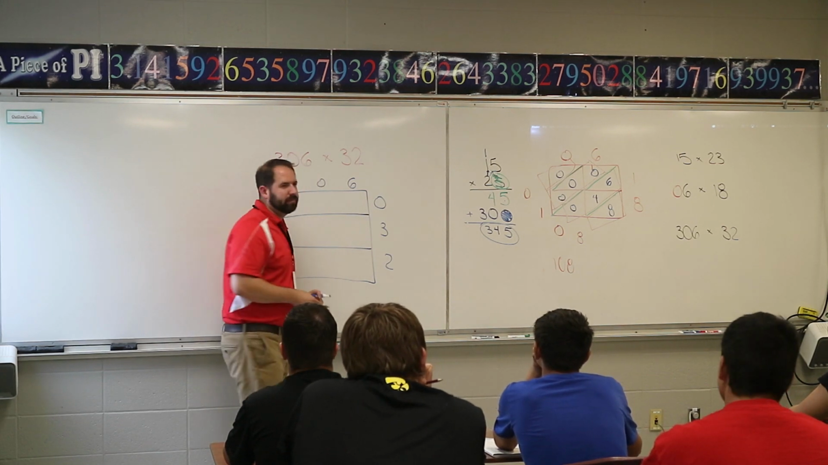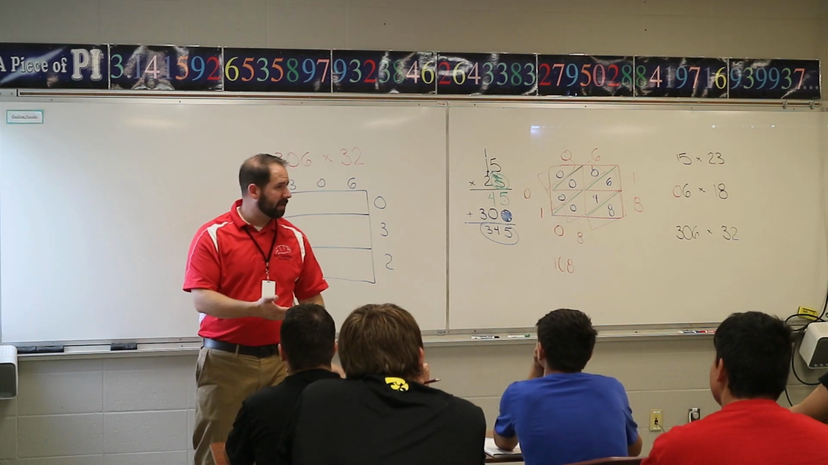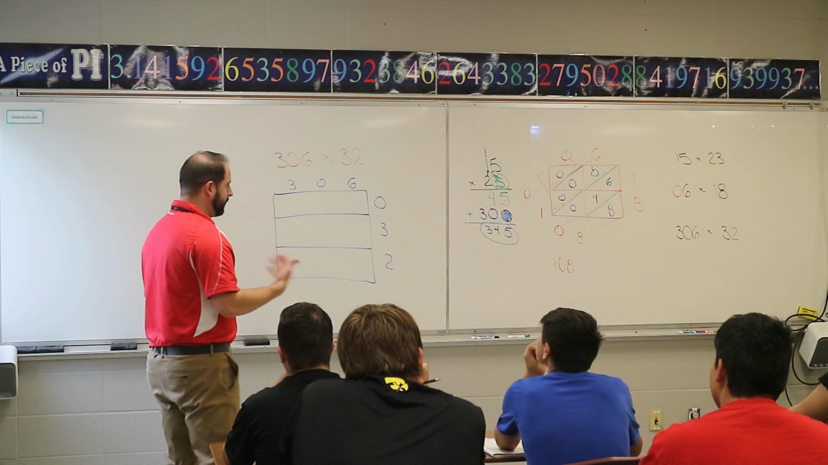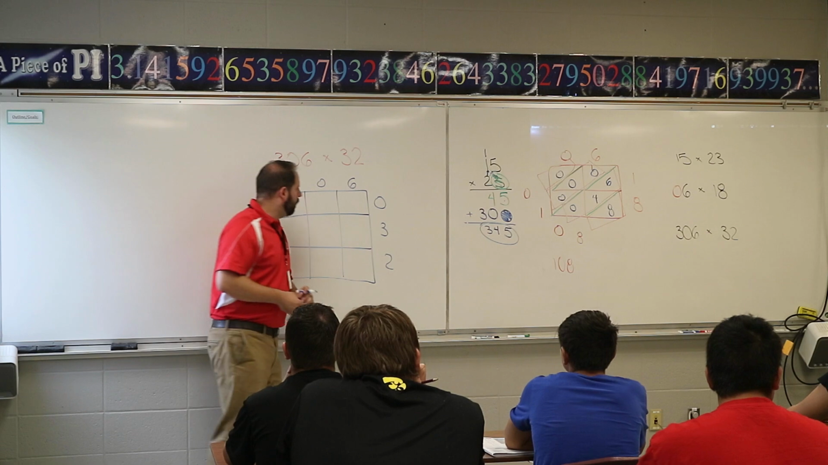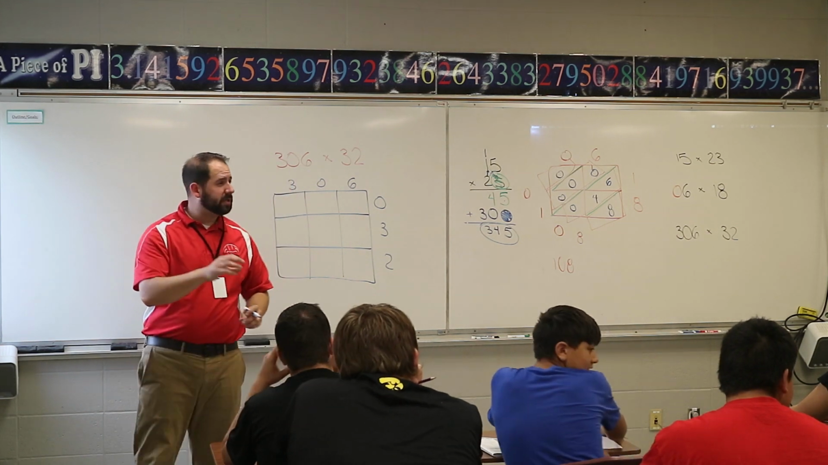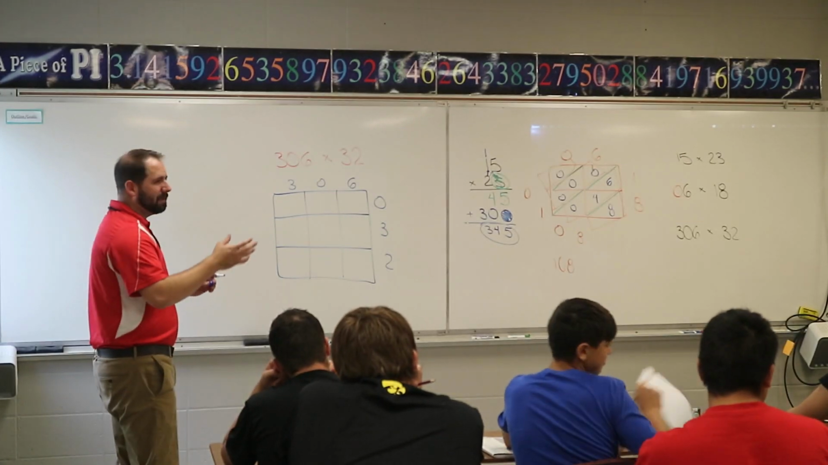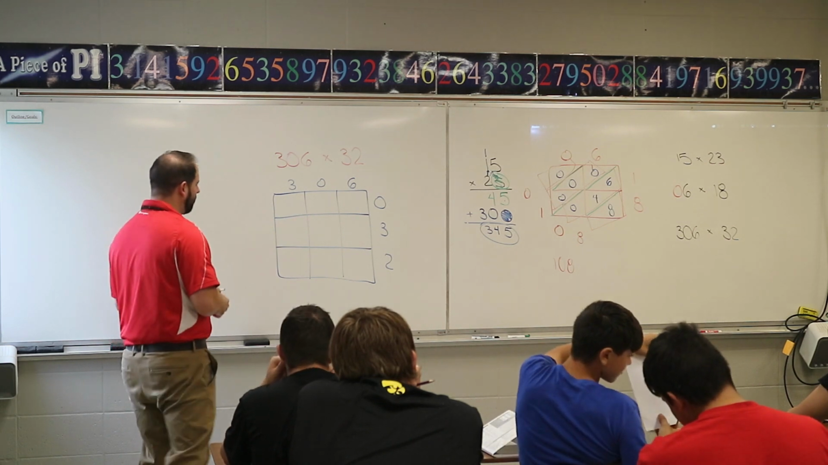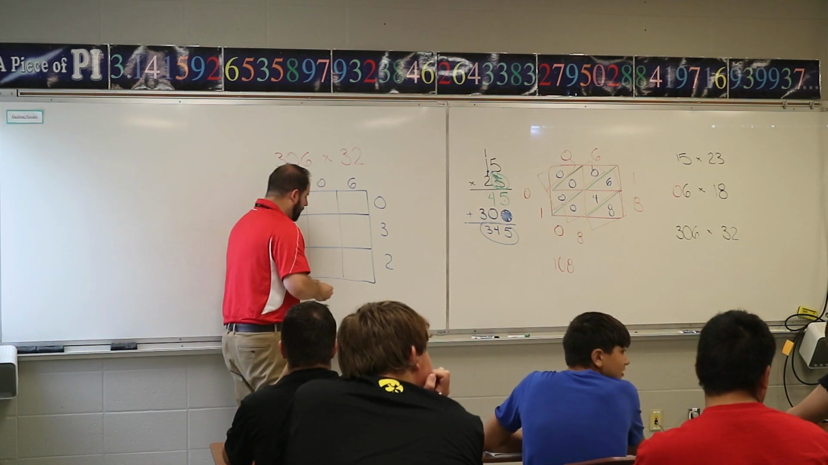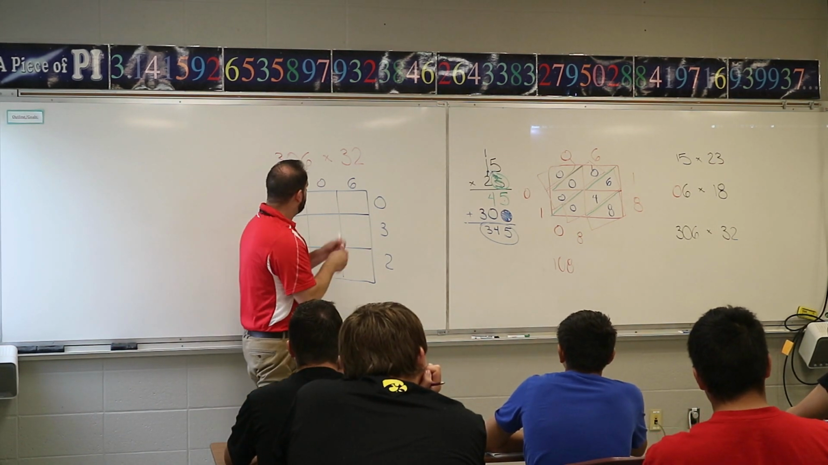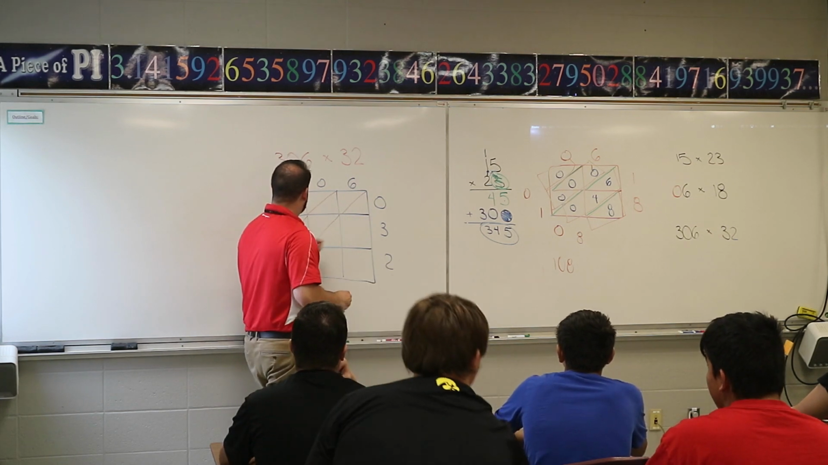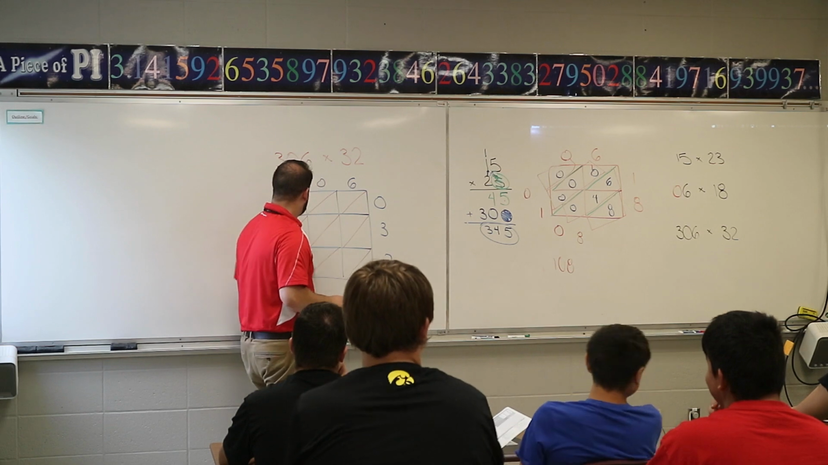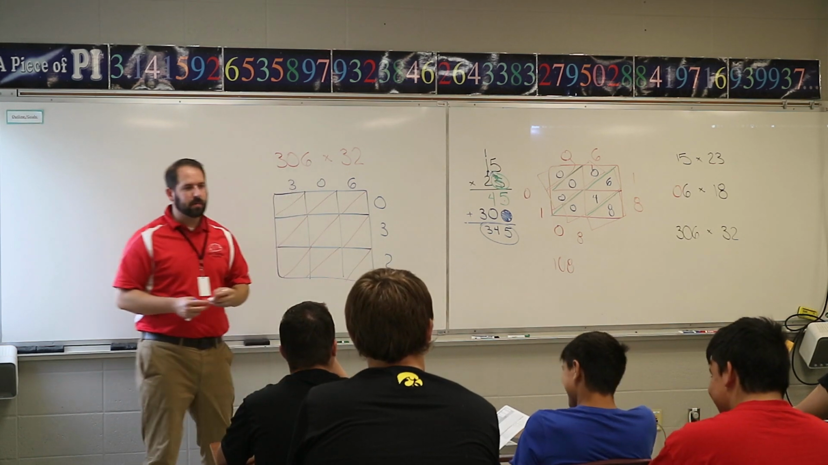Now, here's the weird part. You don't actually have to do that. It just makes it easier to look at. If you just want to put 32 and not 0, 3, 2, you can. I just like to make it even, so the box is perfectly square. And I'm going to cut each box in half.